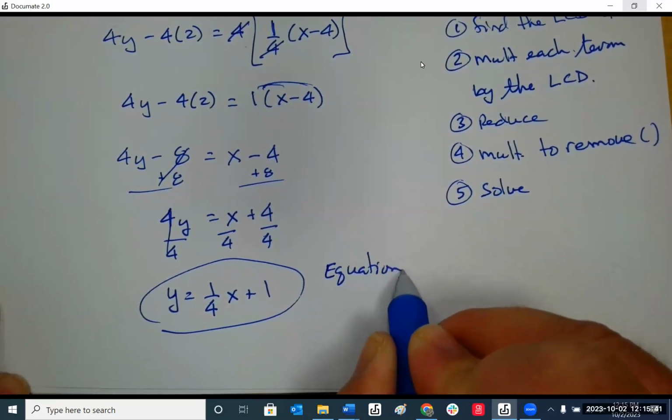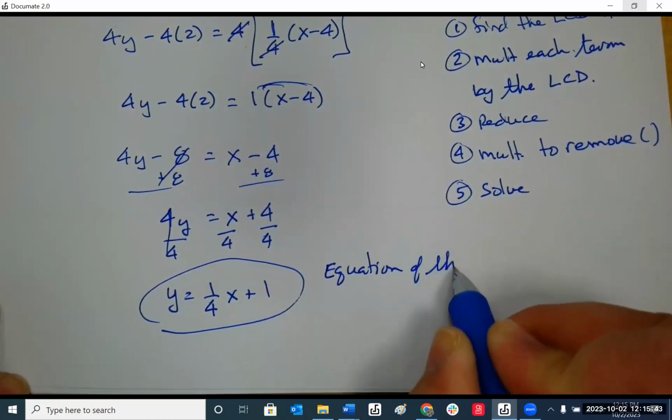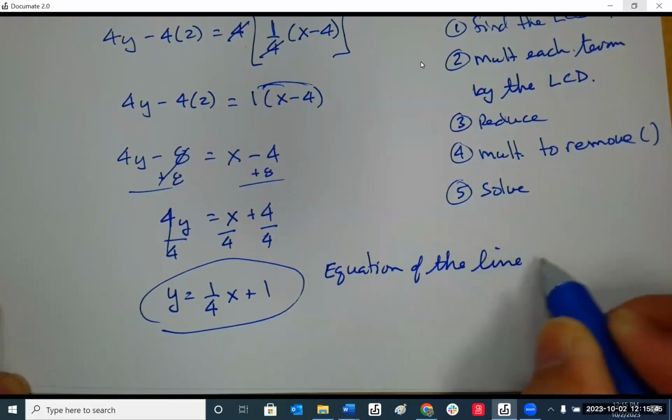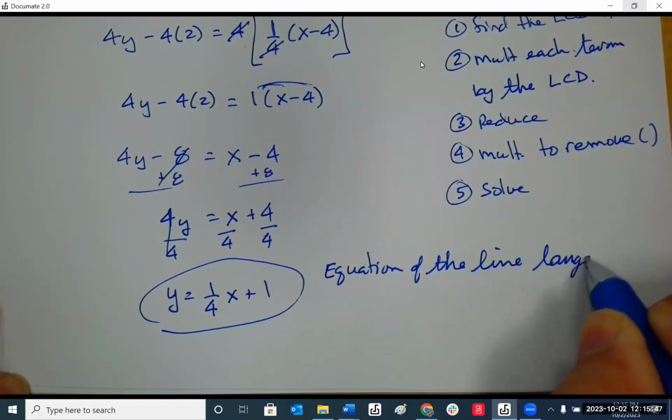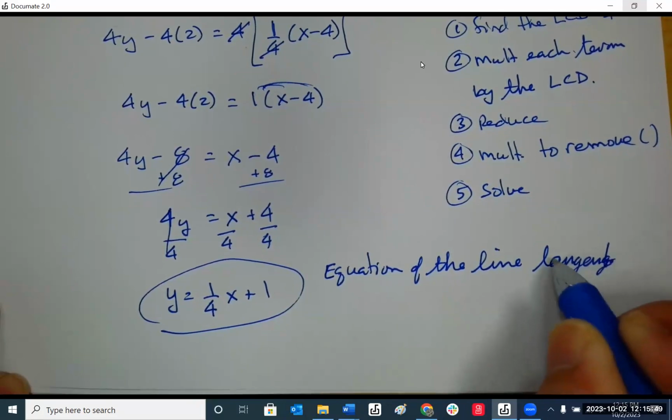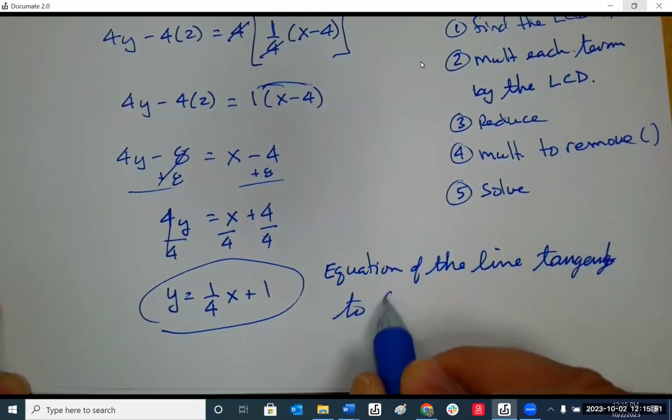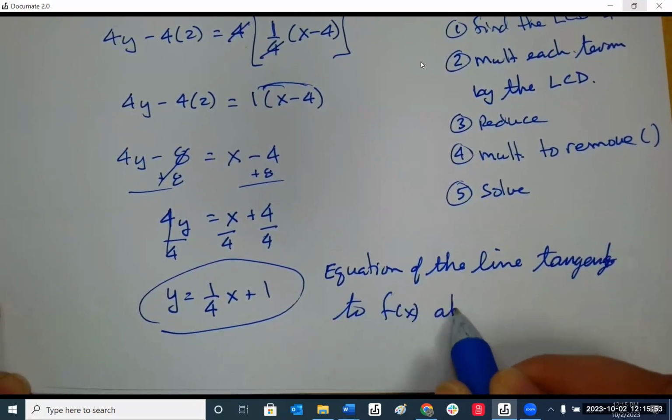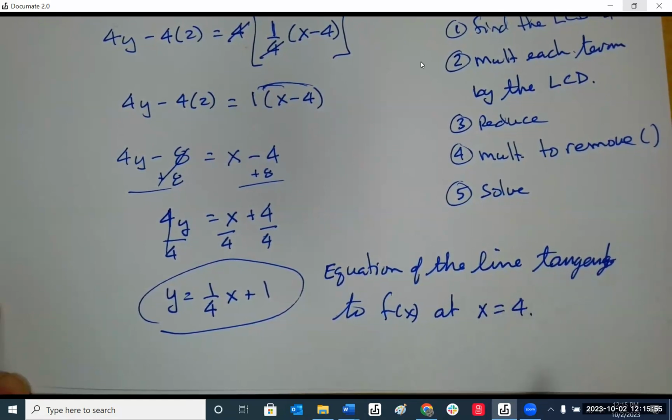Equation of the line tangent to f of x at x equals 4.